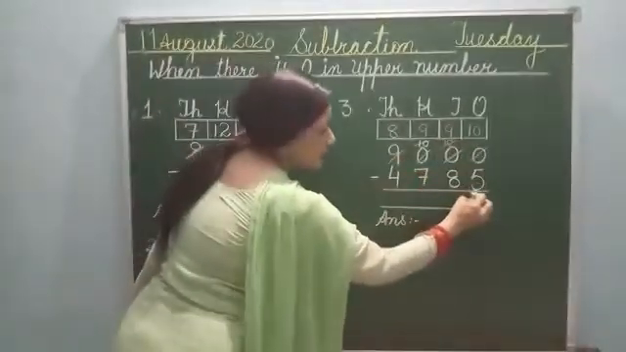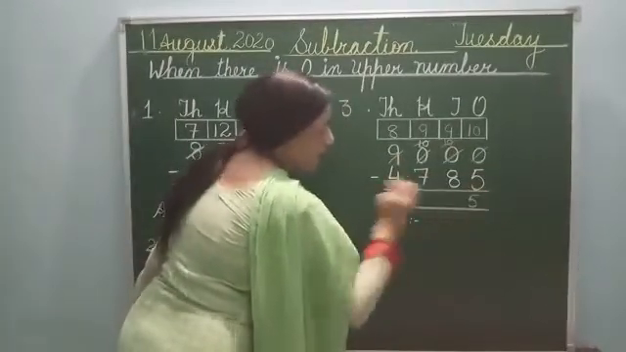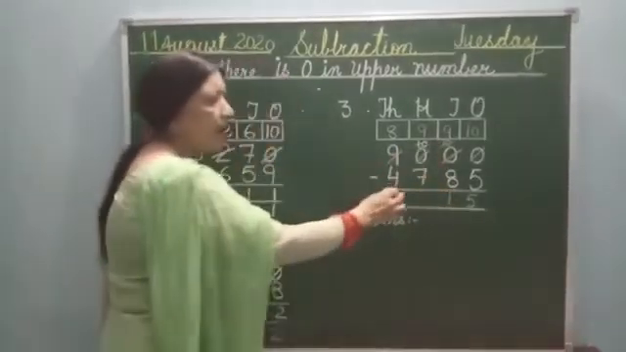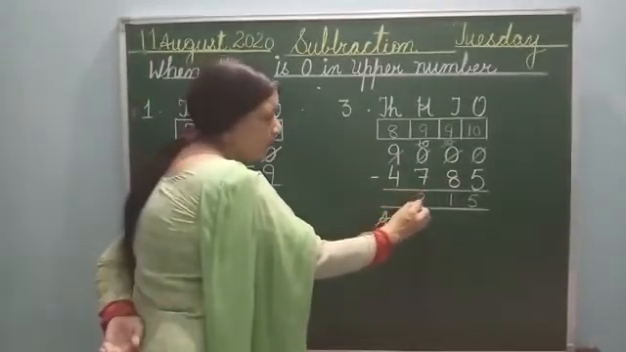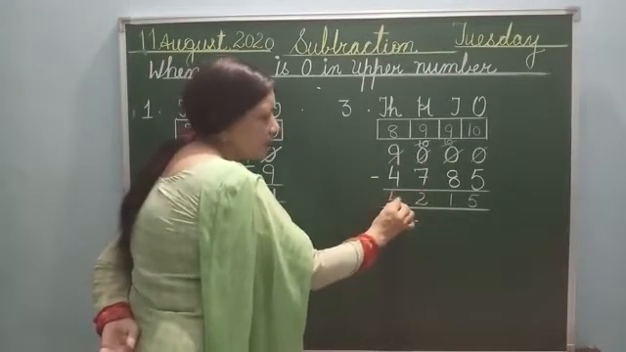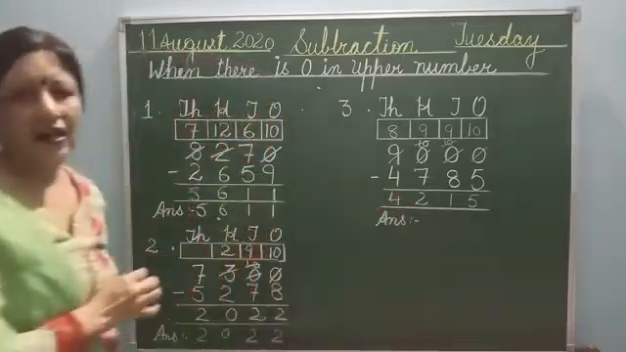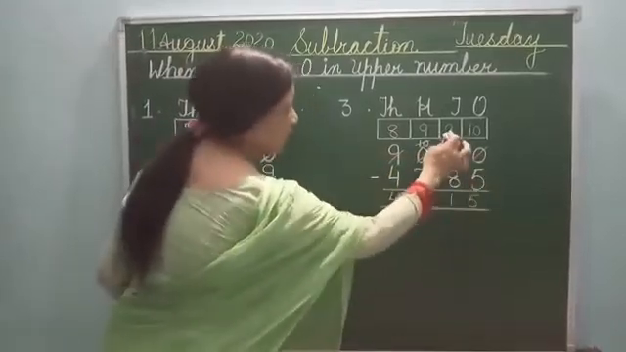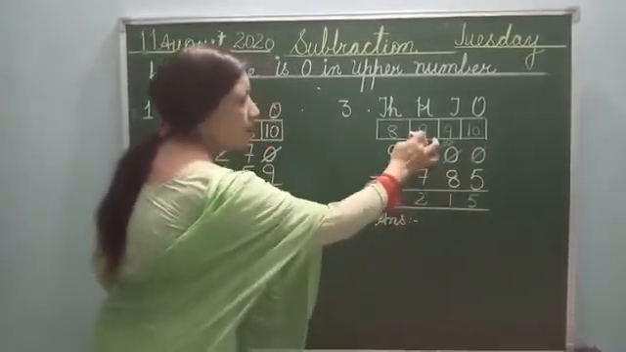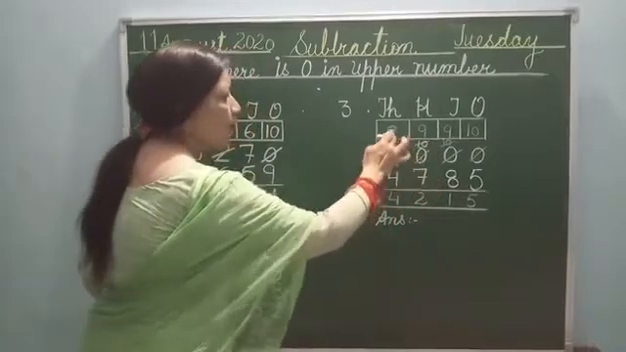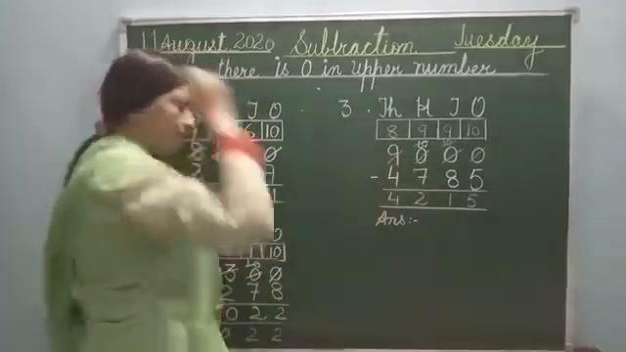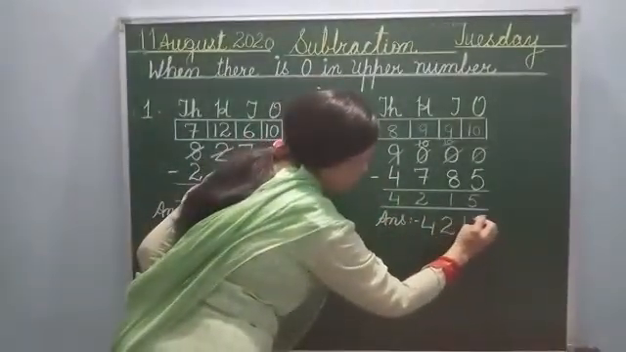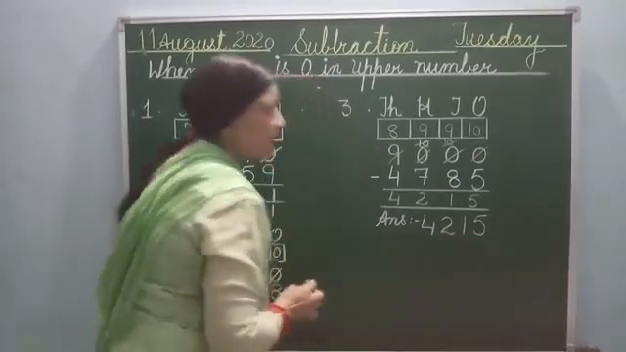Now 10 minus 5 is 5. 9 minus 8 is 1. 9 minus 7 is 2. And 8 minus 4 is 4. Is it clear beta? Now the answer is 4,215. Is it clear bache?